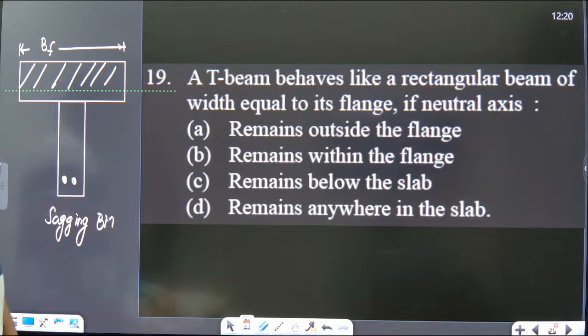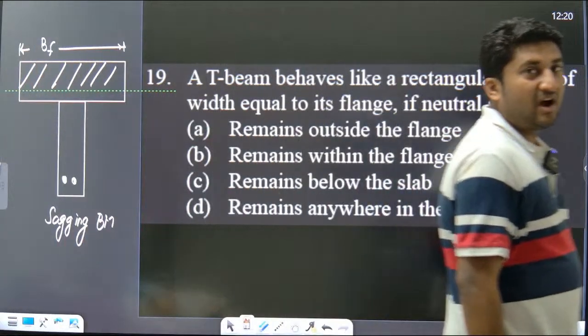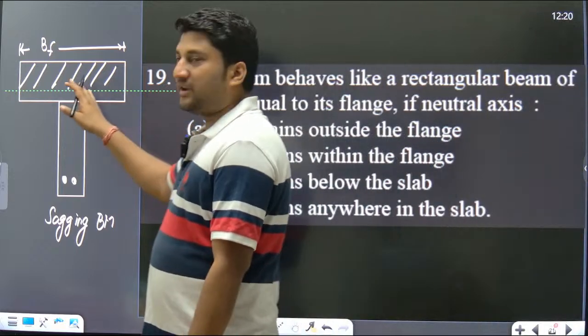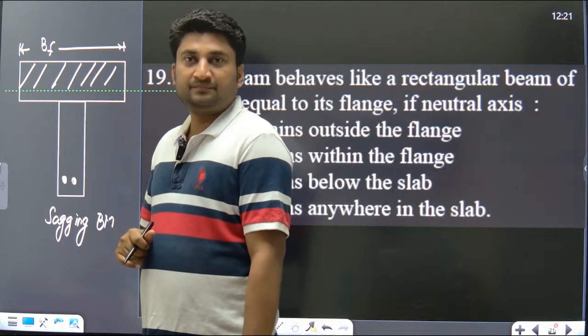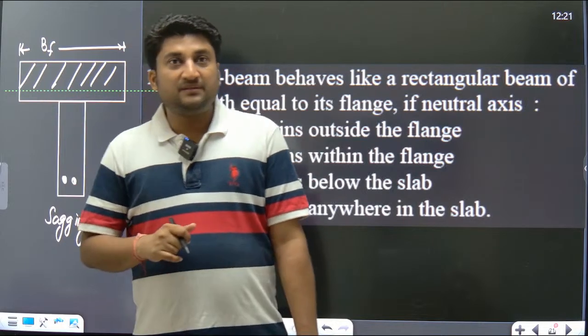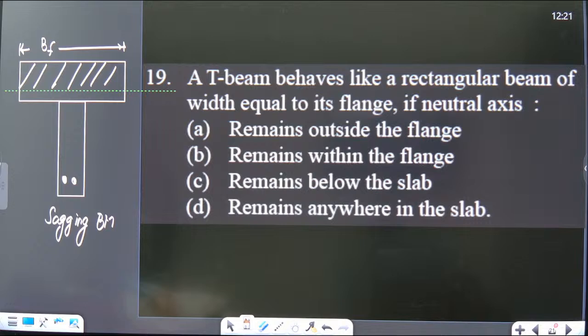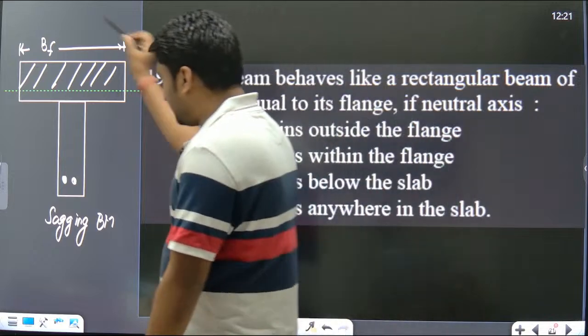Understood? Now answer me, if there is a hogging bending moment. Same scenario, the neutral axis lies in the flange portion. Now answer me, the width. So here this will behave as a rectangular beam.